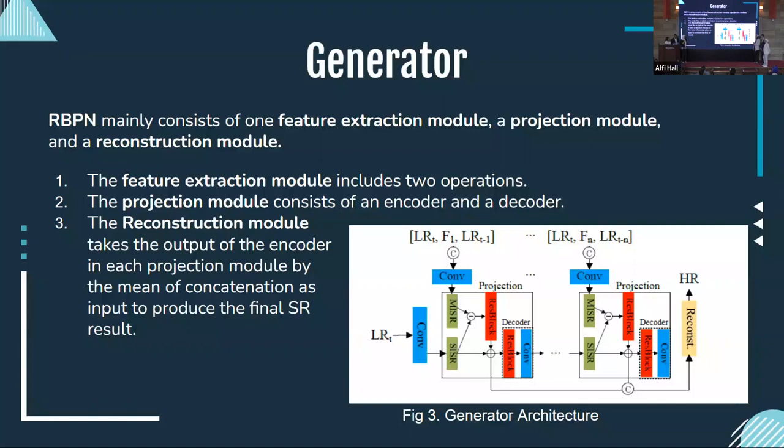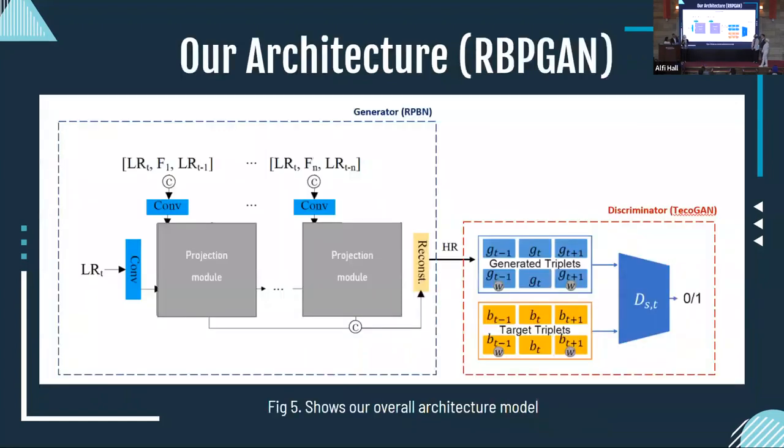And the second module is the projection module. It consists of an encoder and a decoder. And finally, the reconstruction module consists of residual blocks and single image super resolution and multiple image super resolution to produce the high resolution frames. So this will be used as our generator in the model. Next slide. Okay, so for the architecture here, as I mentioned, the generator will be taken from the RBBN network, while the discriminator will be taken from the TecoGAN to make sure that we're having good accuracy and a good temporal flow. And now Darine will continue with the loss functions.